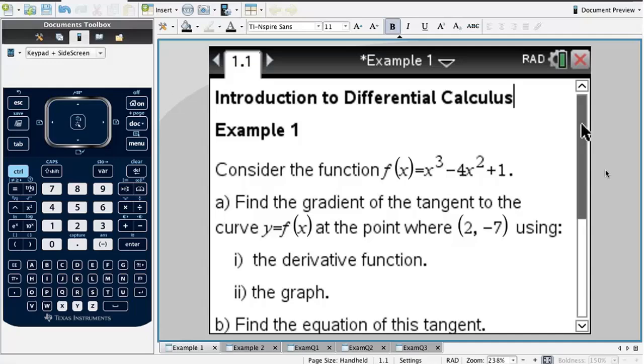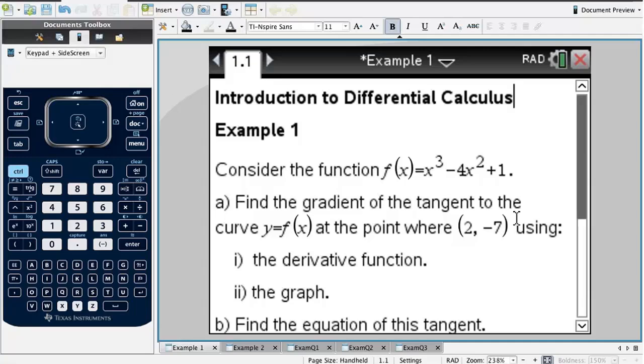Joanna, I can see your screen. Over to you. Thank you, John. Hi, everyone. I'm going to be going through topic 7, which is Introduction to Differential Calculus, in Studies. We'll do a few examples of the basic skills, and then we'll do a few exam-style questions.